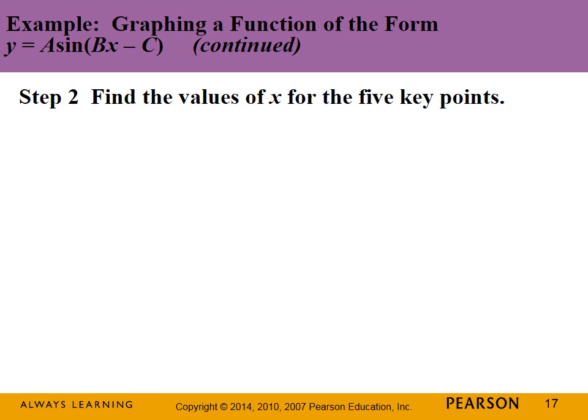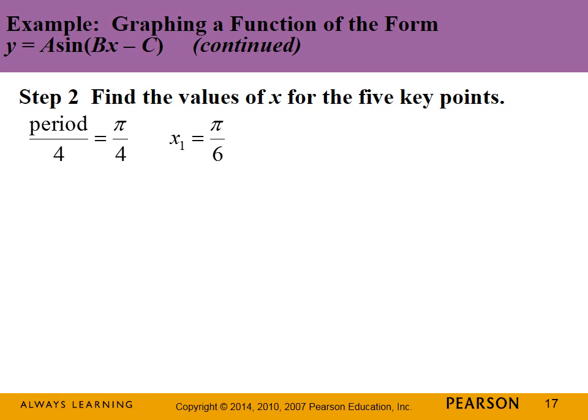Okay, so now we're going to find the values of x for the 5 key points. We do that by first setting bx minus c equal to 0. When you set bx minus c equal to 0, you get x equals pi over 6. And then we're going to go in increments of period divided by 4, which is pi over 4. Now, sometimes students get a little bit caught up in what happens next, because it's basically some messy adding of fractions. So we're starting at pi over 6 and going up in increments of pi over 4.